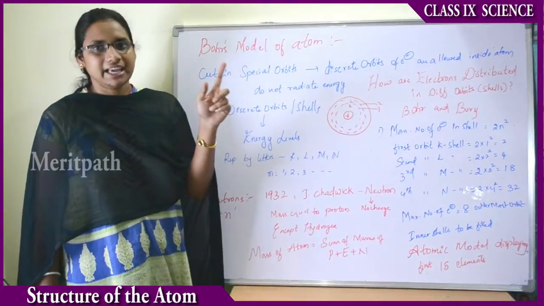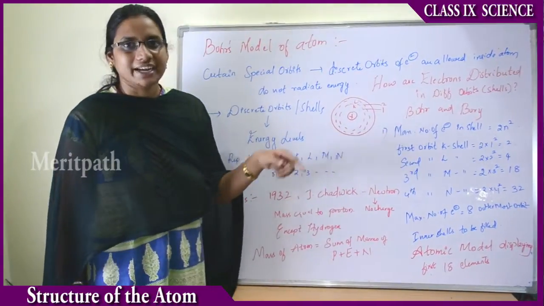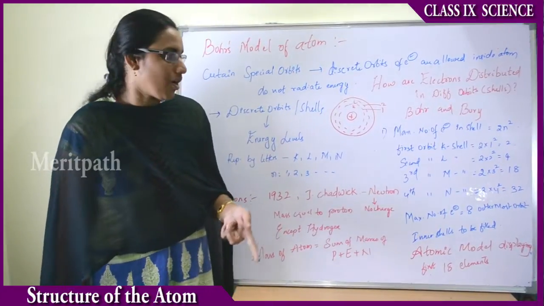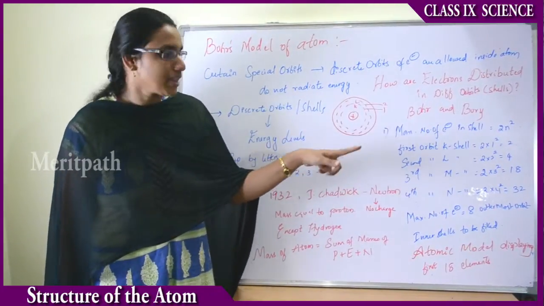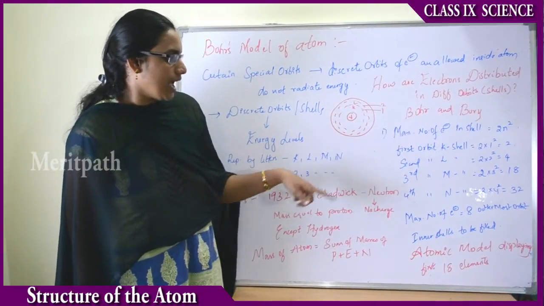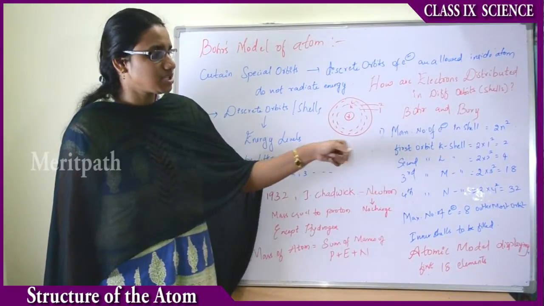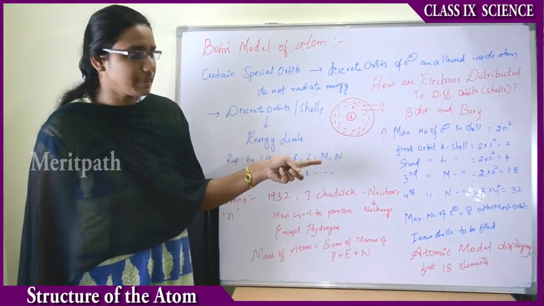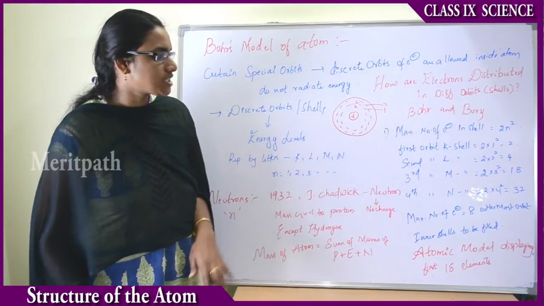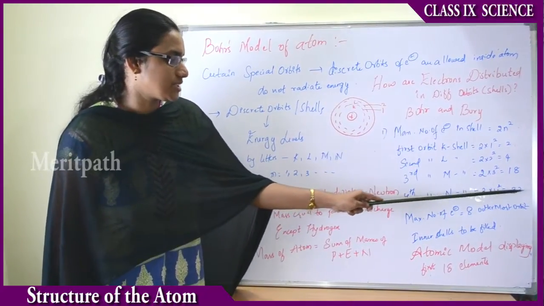Therefore n equals 1 for the first orbit, that is the K shell, so 2 into 1 square equals 2. For the second orbit, the L shell, it will be 2 into 2 square, that is 4, and 4 2s are 8. The third orbit, the M shell, will have 2 into 3 square, that is 18, and the fourth shell, the N shell, will have 2 into 4 square equals 32.